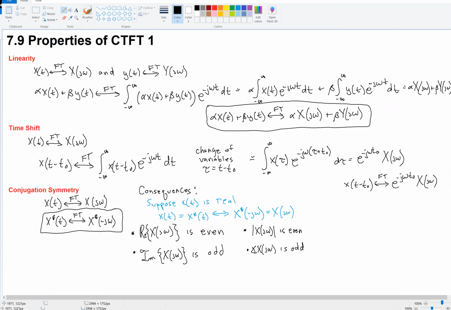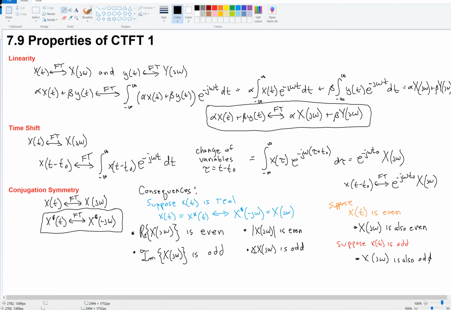Now, if we further require that x of t is even, then it turns out that X of j omega, its Fourier transform, is also even. And if we instead suppose x of t is odd, then X of j omega is also odd.